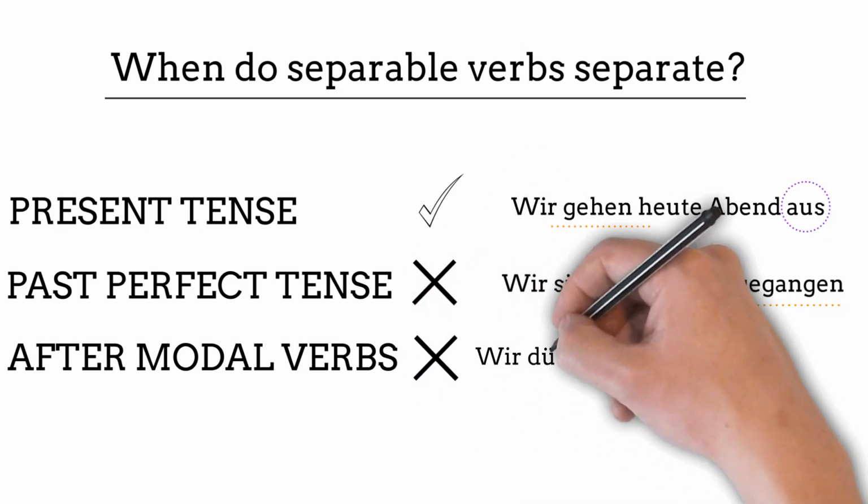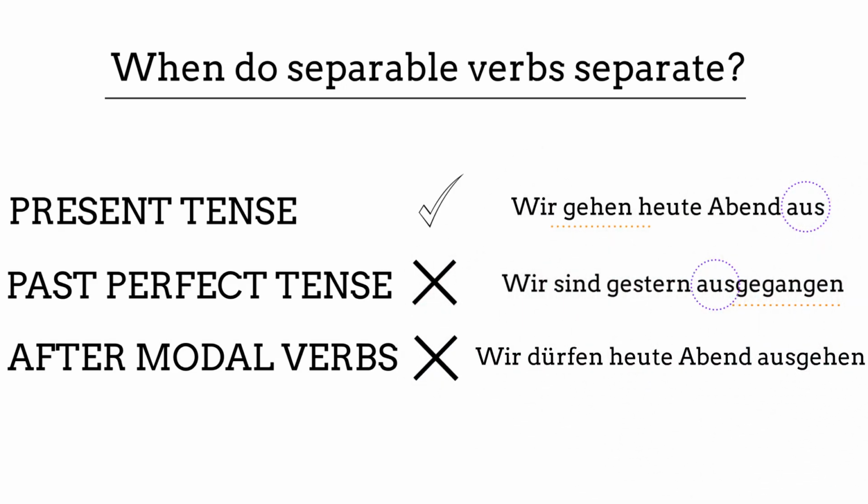For example, wir dürfen heute Abend ausgehen. This means we're allowed to go out this evening. The modal verb sends the second verb to the end of the sentence and leaves it in its infinitive form, ausgehen, with no separation between the prefix and the stem.